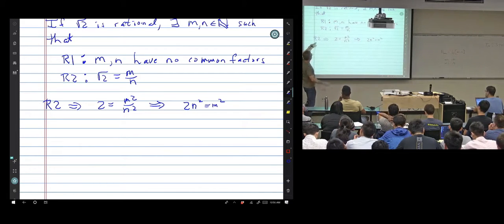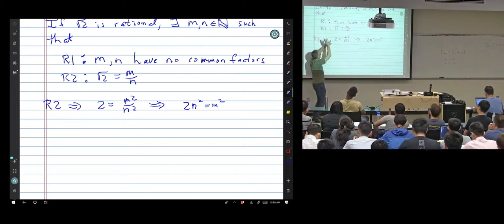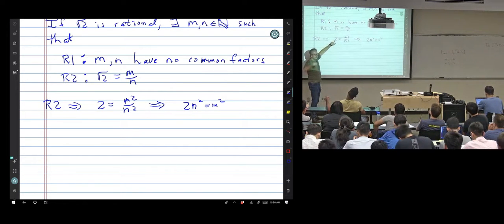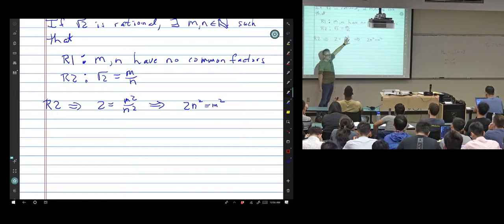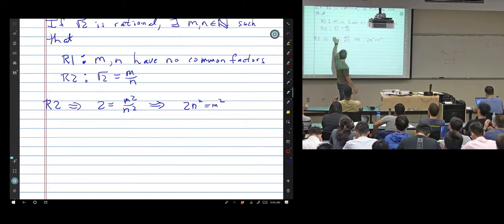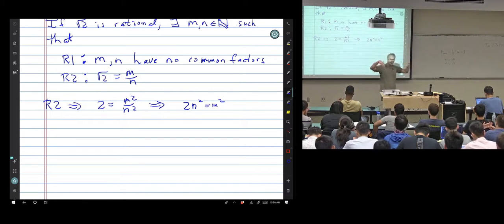The things I'm doing now are not part of my hypotheses, they're part of the rules of how arithmetic works. Those are other theorems that are true. This being equal, I square both sides, they stay equal. This being equal, I multiply both sides by N squared, it stays equal, okay? Those are the other rules of logic and known theorems that I mentioned before.